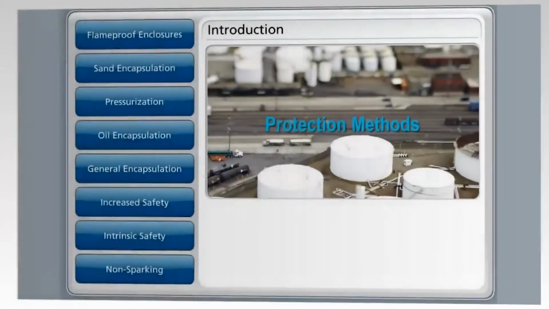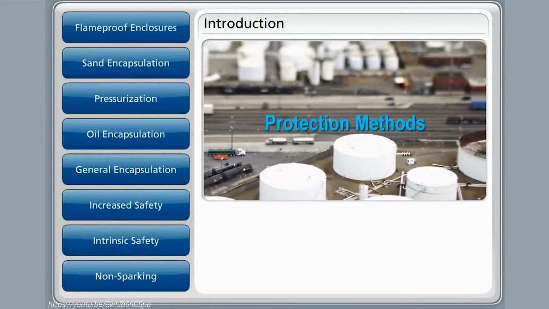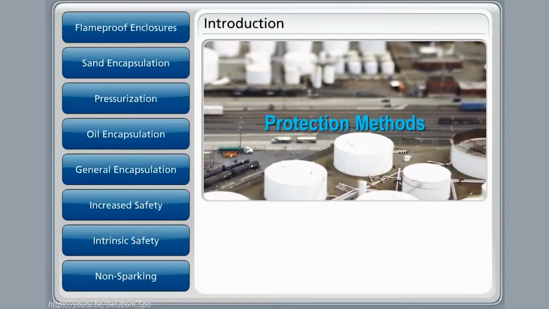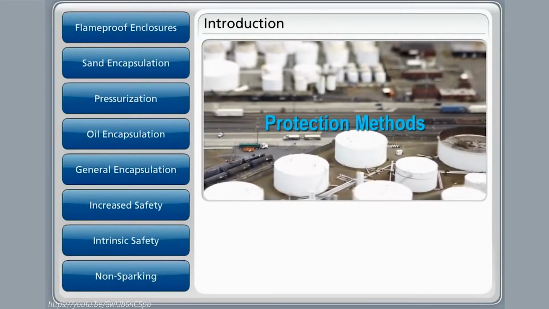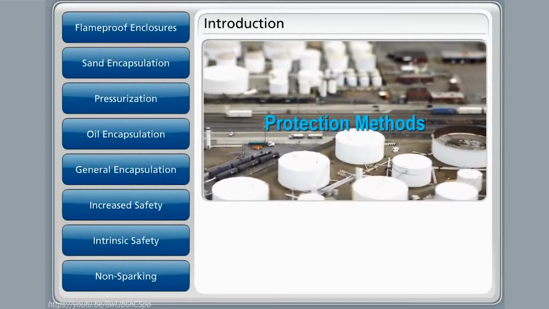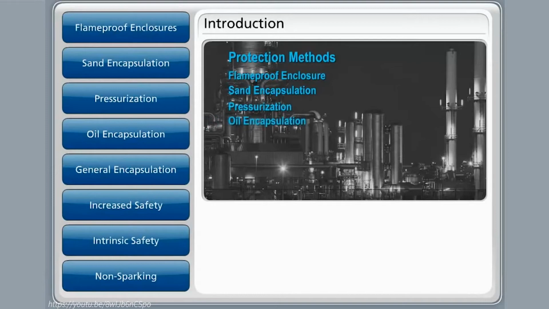Let's take a look at each method of protection and the general application. To ensure safety in a given situation, equipment is placed in protective level categories. As mentioned before, Category 1 is the highest safety level, making Category 3 the lowest risk and safety level. The general 8 protective methods are flameproof enclosures, sand encapsulation, pressurization, oil encapsulation, general encapsulation, increased safety, intrinsic safety, and non-sparking.